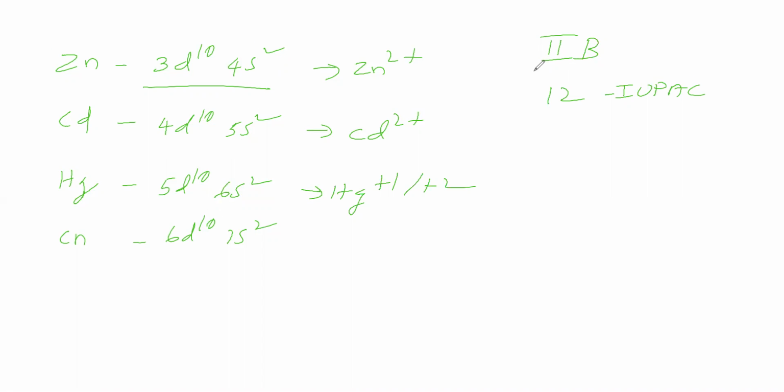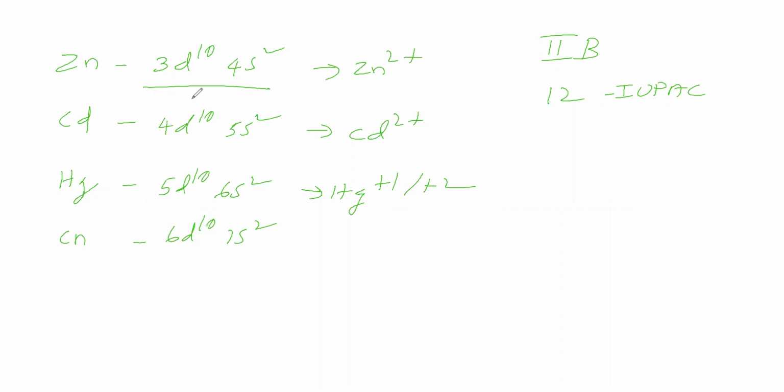Therefore, the European group number is 2B. Next, period number. For zinc, the outermost shell principal quantum number is 4. Therefore, it is the 4th period. Then the 5th, the 6th, the 7th. Period number we said. Next, these are not transition elements, because in these elements the valence shell d subshell is completely filled. Therefore, these elements are not transition elements.